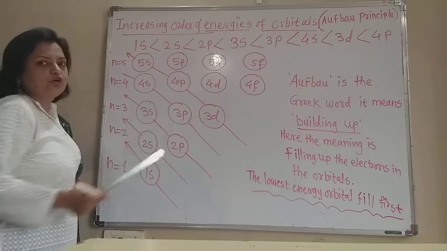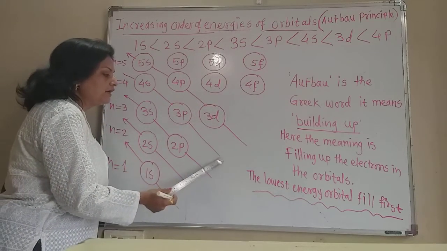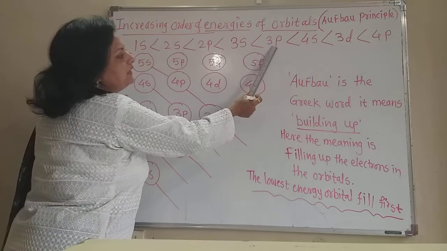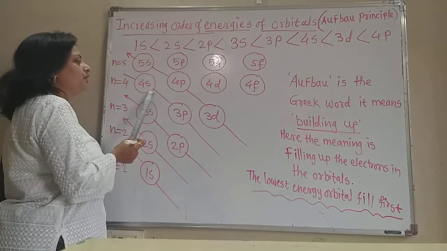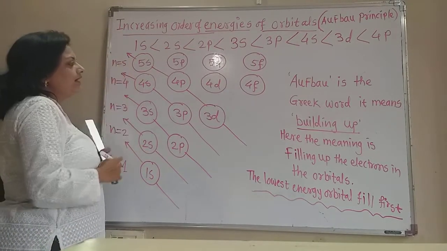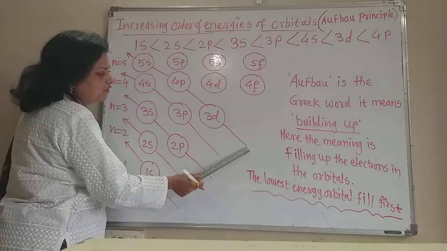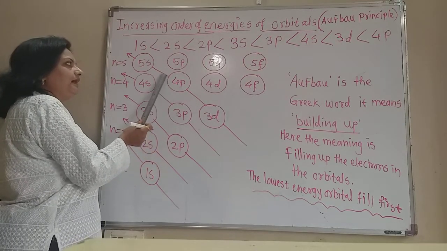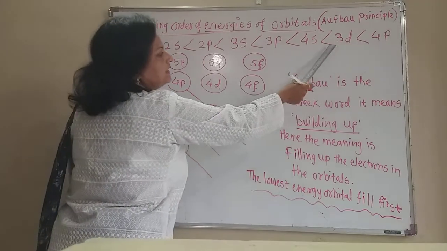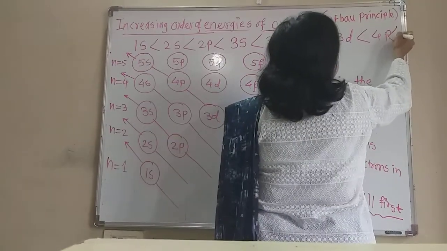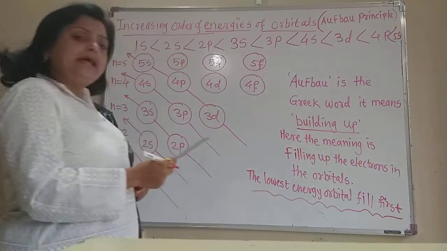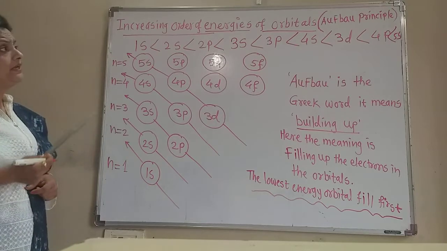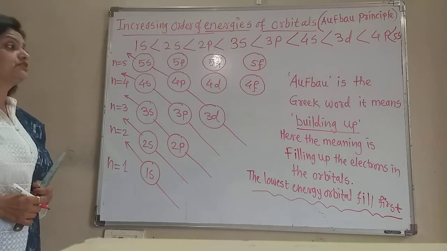Again go to the bottom of the diagonal. Here 3p orbital first and then 4s orbital. 3p has lower energy, 4s has higher energy. Again go to the bottom of this diagonal. Now here is the 3d orbital, then 4p orbital and then 5s. In this way we can remember the sequence of increasing energies of these orbitals.